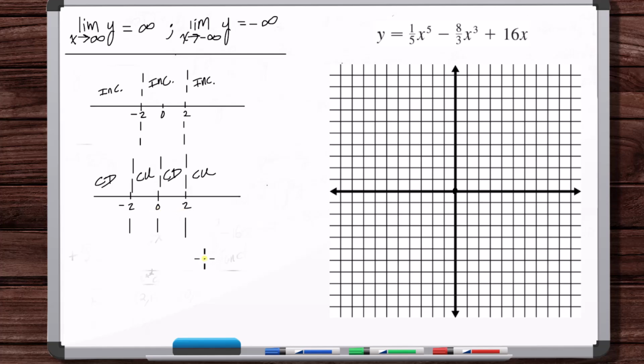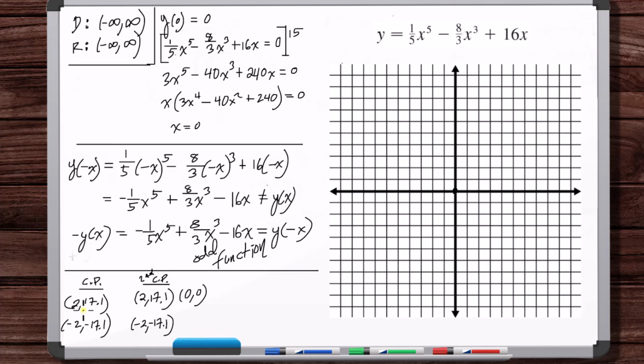Now let's sketch the curve. And the scale that we're going to use is 5 to minus 5 and 30 to minus 30. Okay, first step, let's plot the critical points and the intercepts. So we only have one intercept at the origin. And we've got 2 and 17.1, minus 2 and minus 17.1.